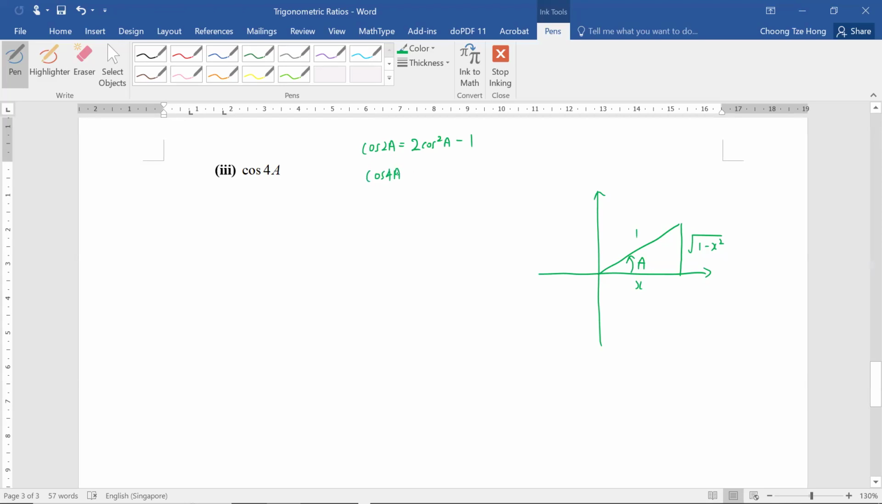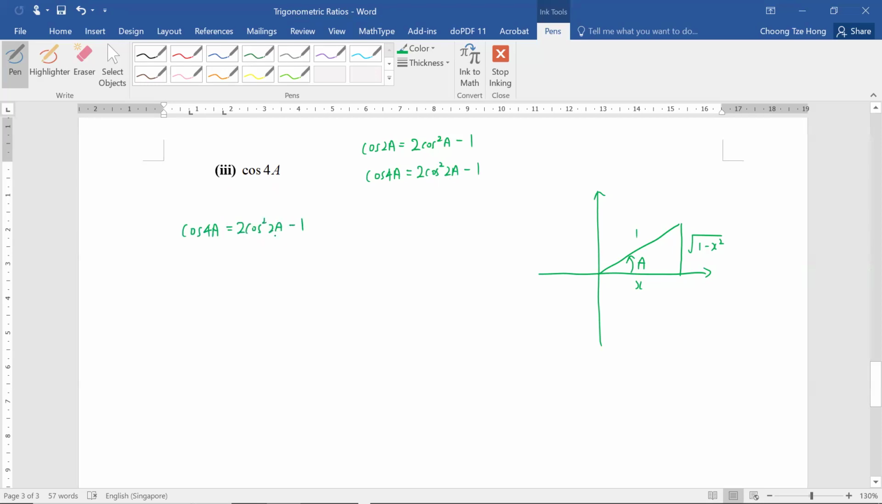If the left side has been doubled, all we need to do is double all the angles in the double angle formula. So if cosine 2a is 2 cosine square a minus 1, cosine 4a will be 2 cosine square 2a minus 1. We just double every single angle, right? So let's start with this question. Cosine 4a is 2 cosine square 2a minus 1.